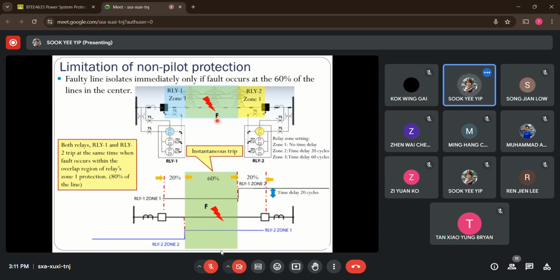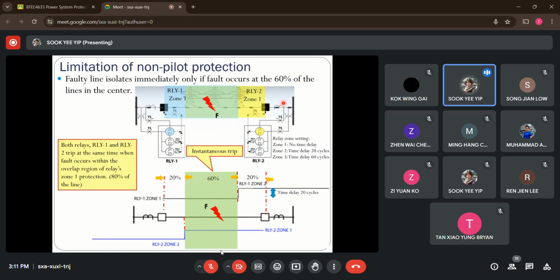So which means that both relays at both ends will trip the circuit at the same time, so it doesn't have any time delay. So with such a case, what we can say is, if we have a fault occurring within this green colored region, which is 60% of the transmission line in the center, we will have no issue if I'm using a non-pilot protection scheme. Why? Because I'm expecting to have a fast protection scheme. So both relays will send the tripping command to the breaker, so they will open up at both sides.